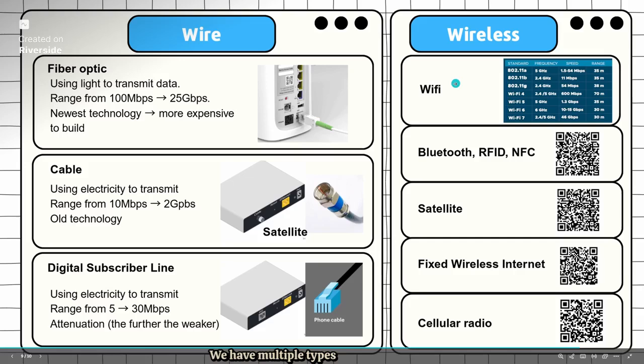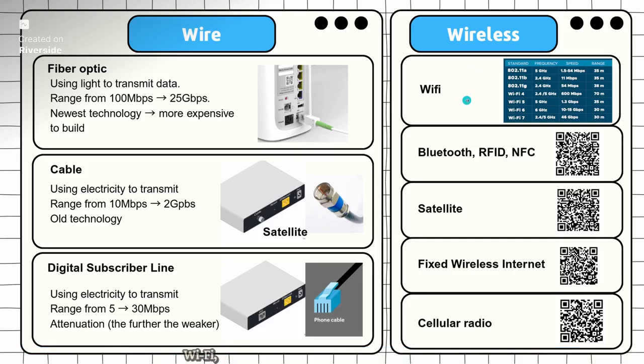Finally is wireless. We have multiple types of wireless signal: Wi-Fi, Bluetooth, RFID, NFC, satellite, fixed wireless internet, and cellular radio. So for Wi-Fi, right now we currently have Wi-Fi 6 or Wi-Fi 7. Commonly we use Wi-Fi 6. Wi-Fi 7 can transfer data up to 46 gigabit per second, whereas Wi-Fi 6 will be around 15, which is already enough for your devices. Bluetooth, RFID, and NFC, you can learn more by scanning this QR code.